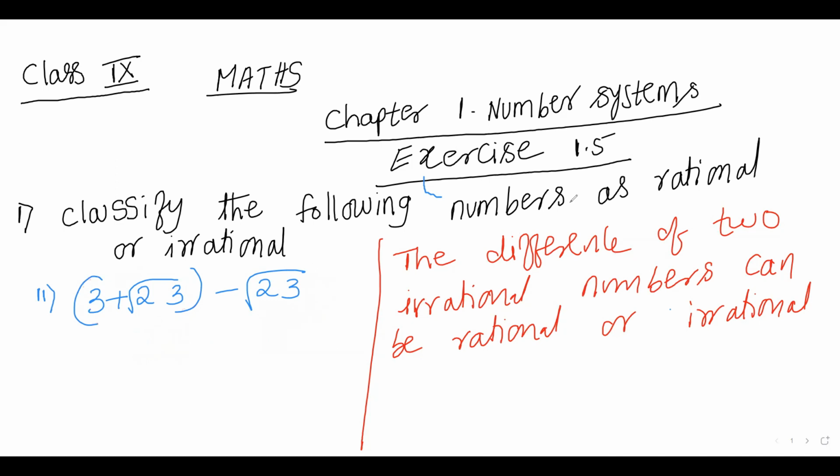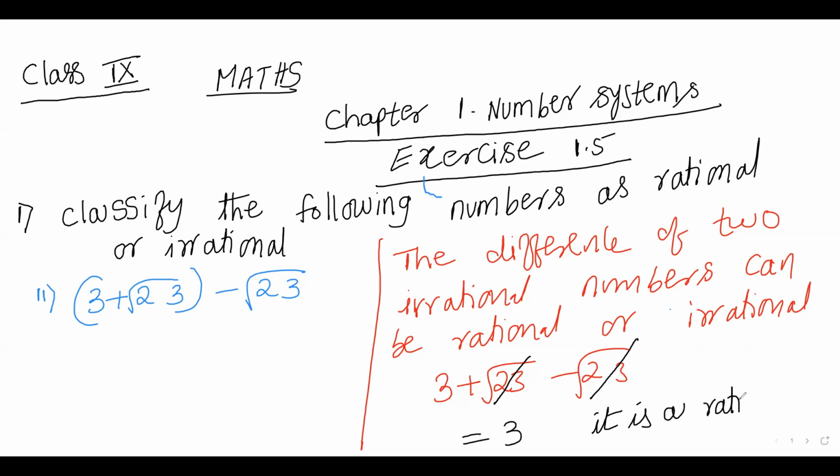Let us see here. When I open the bracket, what happens? 3 plus root 23 minus root 23. These two, minus root 23 plus root 23, will get cancelled. I am getting 3. 3 is a rational number. So we conclude that it is a rational number. Okay.